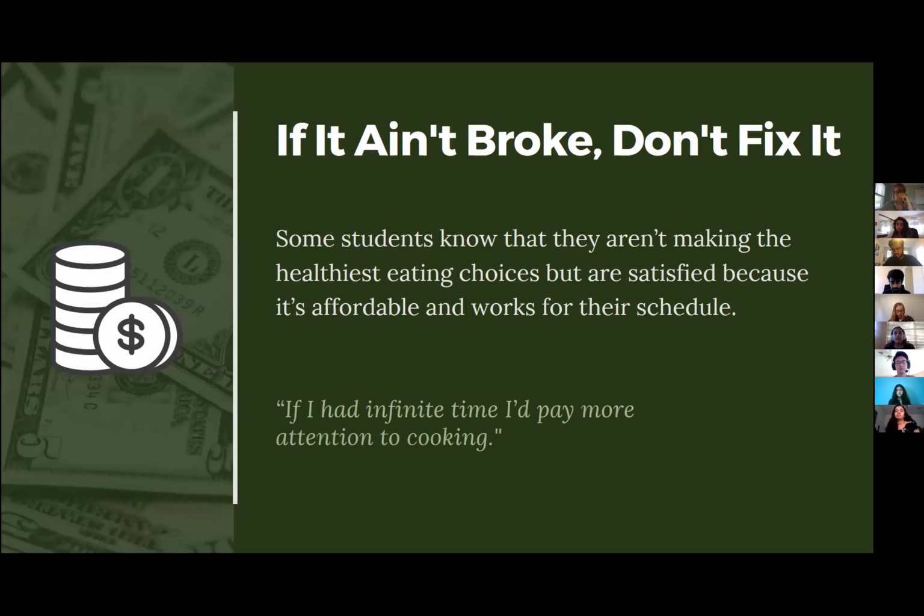And finally, our last theme is if it ain't broke, don't fix it. So a lot of students have certain healthy eating goals or feel that they're not necessarily making the healthiest eating choices, but because they prioritize affordability and flexibility within their schedule, they're okay not necessarily meeting the goals of their healthy eating choices. So like one student said, if I had infinite time, I'd pay more attention to cooking. But as we know, infinite time is not necessarily a reality.